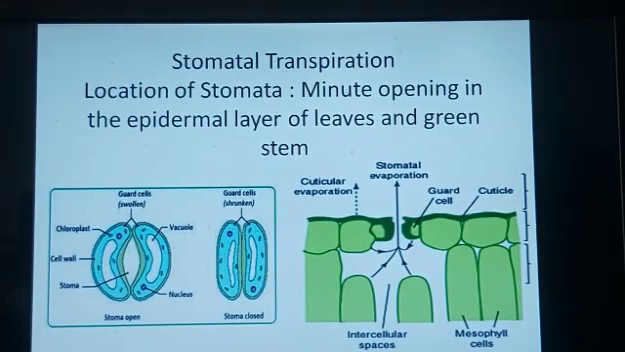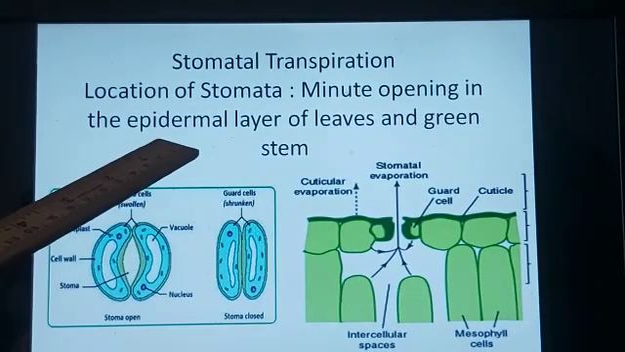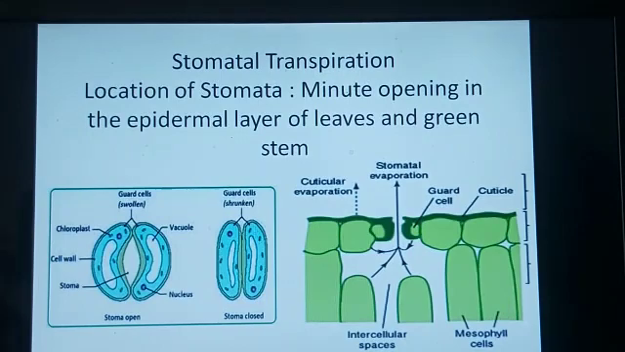Now here you can see the structure of stomata. Now let us understand the mechanism of transpiration from stomata. So this particular structure that you see on the epidermal surface of the leaf is called stomata. So what is the exact location of stomata? Minute openings on the epidermal layer of the leaf and green stem is the exact location of stomata.